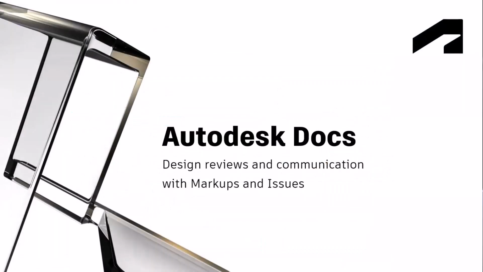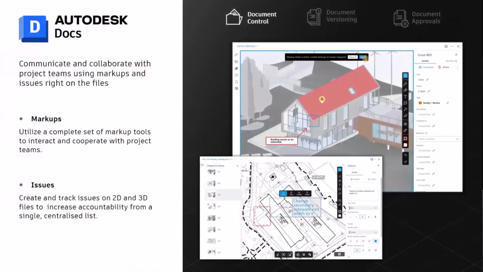Now let's talk about best practices for document design review and how to communicate with markups and issues. When you review files in Docs, you can leave your feedback, thoughts, and comments directly in the file without sending emails and screenshots. In Docs, you can use the markups and issues tools to attach a problem or coordination comment to a specific point in 2D and 3D files.